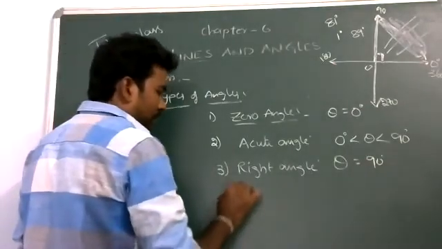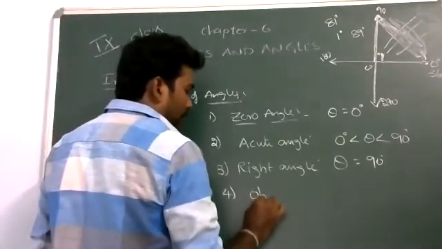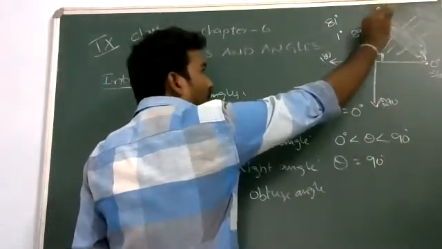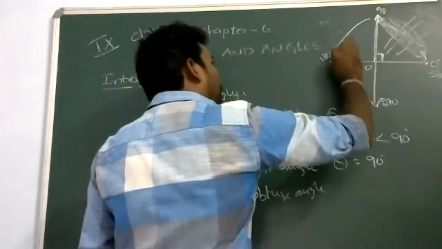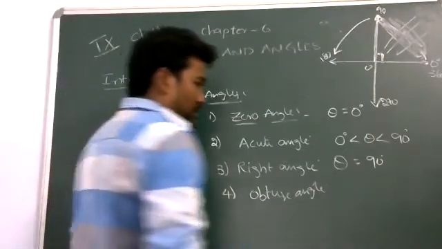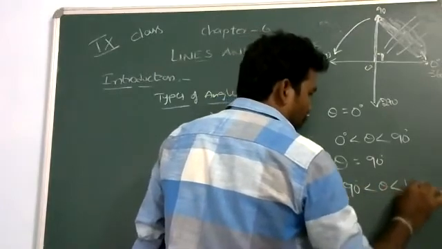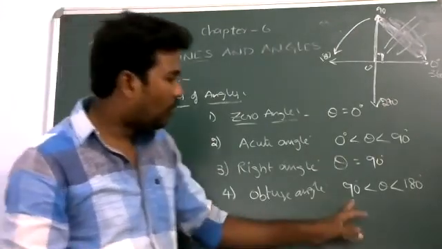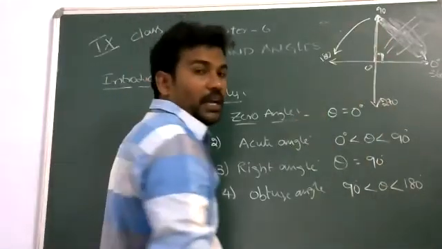Then comes the fourth one. What is the fourth one? The fourth one is the obtuse angle. Now the angle lies between more than 90 degrees and less than 180 degrees. So 90 degrees less than theta less than 180 degrees. That means more than 90 and less than 180 degrees. Then those angles are called obtuse angles.